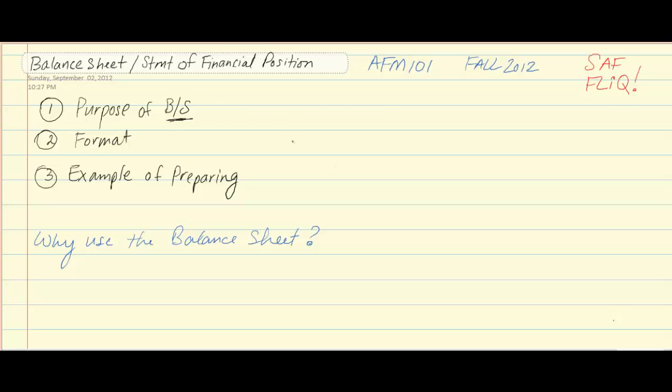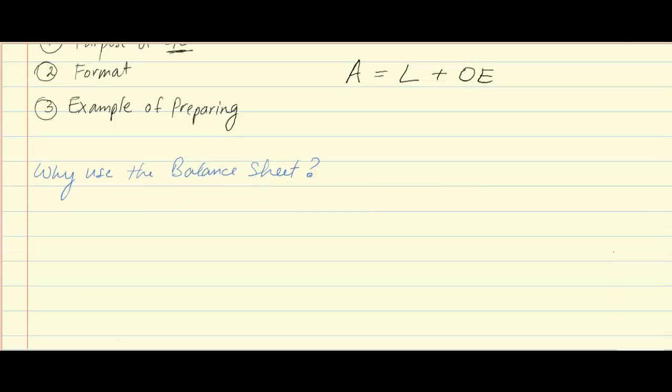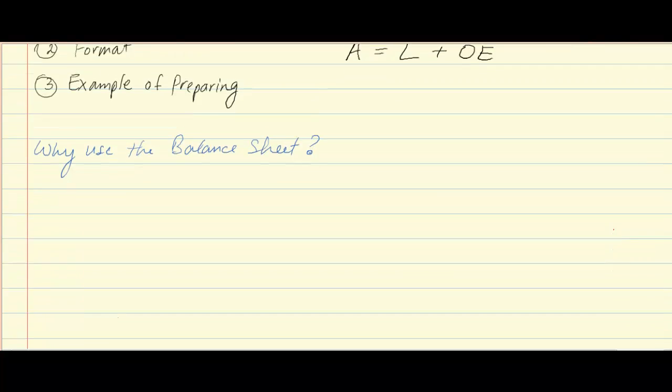That's right, the statement of financial position, or what I like to call the ALO statement. And why do I like to call it the ALO statement? It's because A equals L plus OE, ALO. And this fundamental equation is the basis for this particular financial statement. So let's just jump right into it with the purpose of the balance sheet.